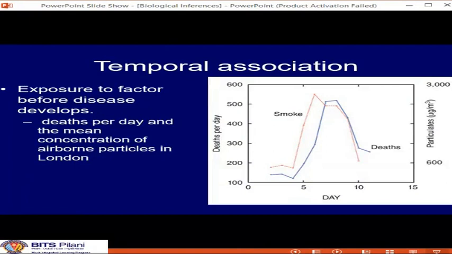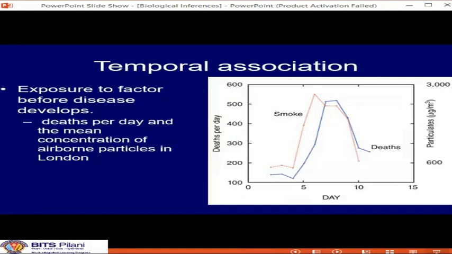Let's look at this picture in the graph here. On the x-axis are the days or time, and on the y-axis is the density of dust particles or smoke particles in the air in London in the 1950s. Follow the red line first, that is the dust particles in the air in London at that time. You can see the dust went up for some time, and then over some time, due to some occurrences, the dust amount came down. The blue graph is deaths in London at the same time.